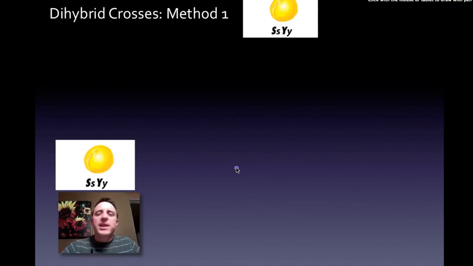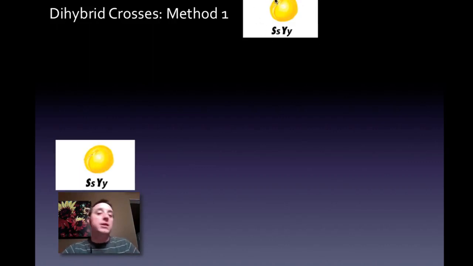Okay, that's not all that Mendel did. He also tracked two traits at one time. Okay, and this is what we call a dihybrid cross. Di meaning two. So now he's looking at two traits at once. So in this case, still working with the pea plants here, but now instead of looking at the flowers, we're looking at the peas themselves.